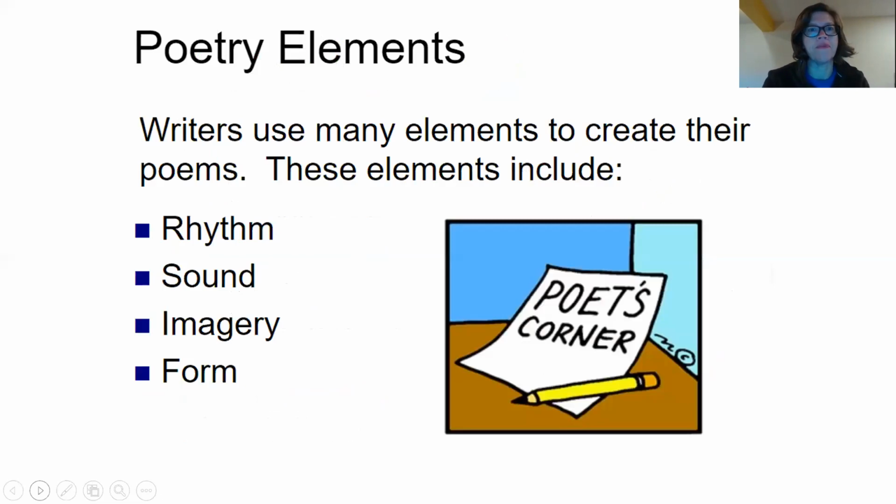All right, so poetry elements. Writers use many different elements to create their poems. These elements generally include rhythm, sound, imagery, and form.